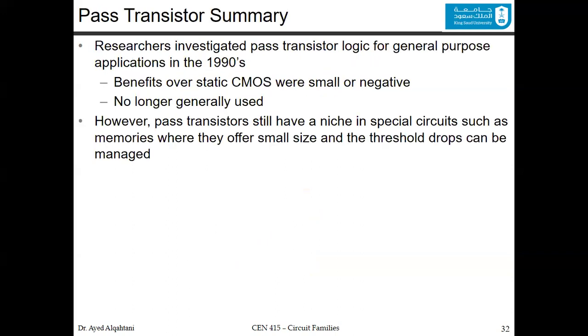Now, as a summary for the pass transistors, we talked about this: pass transistor logic was researched and investigated for general purpose application in the 90s. Benefits over the static CMOS were small, or sometimes it's worse. It's no longer generally used. It is used actually, but very, very limited. However, pass transistors still have a niche in special circuits, such as memories, where they offer small size, and the threshold drop can also be managed. And we will see some of these ideas later when we talk about the memory.